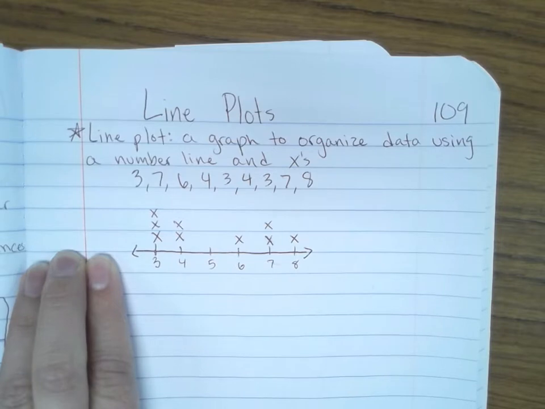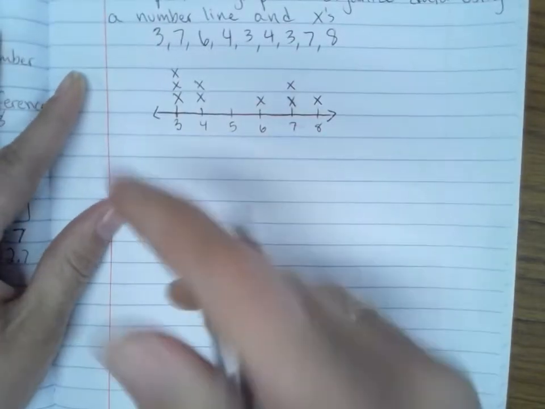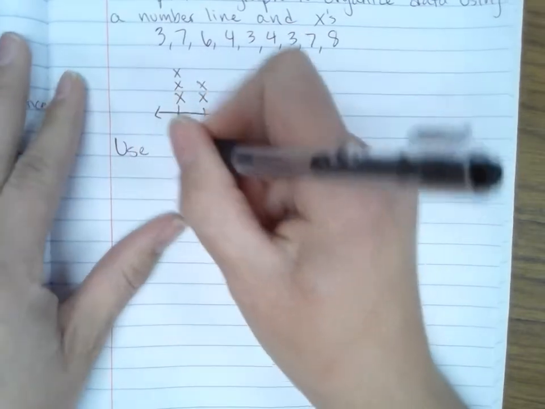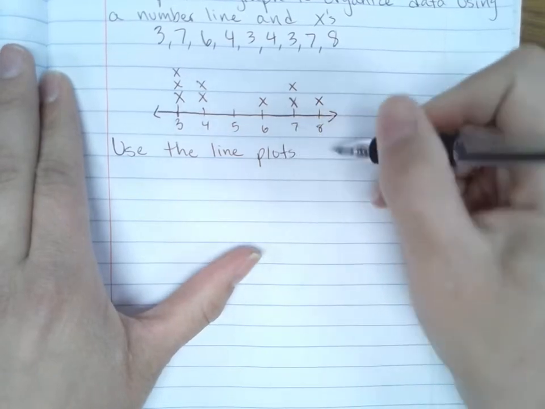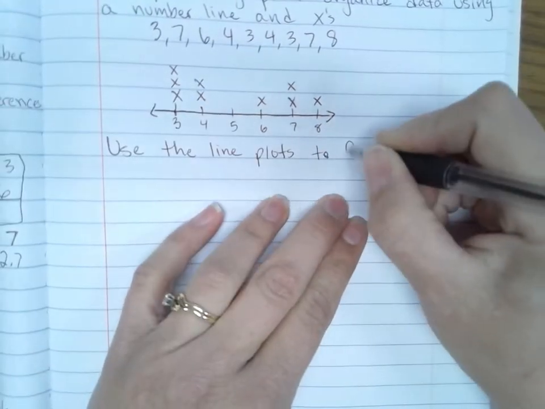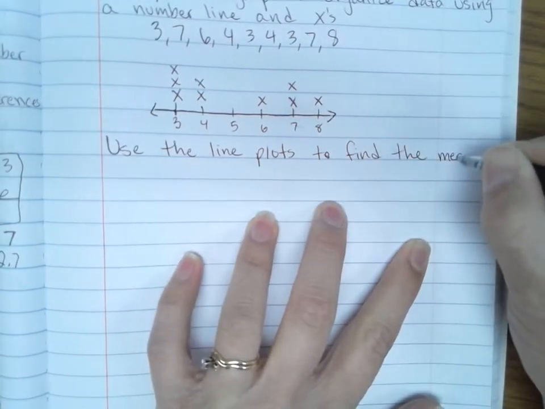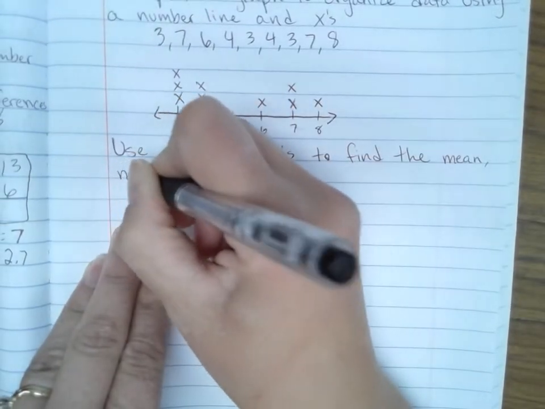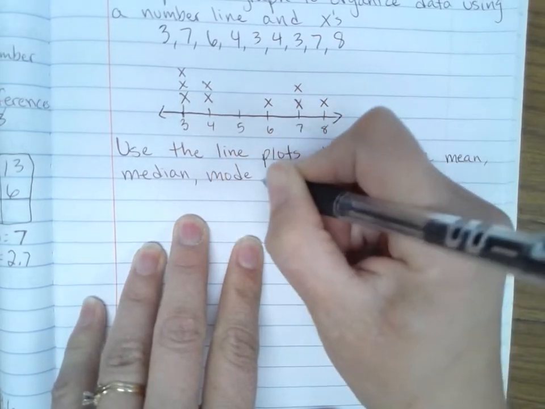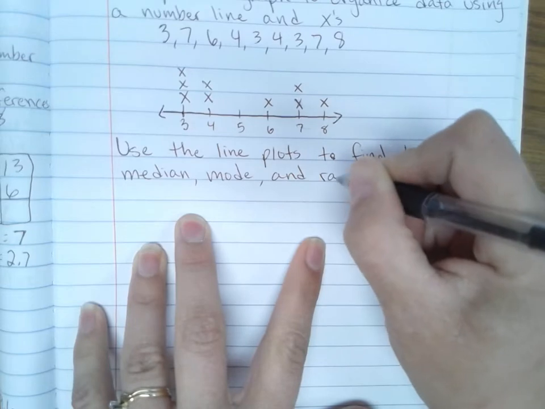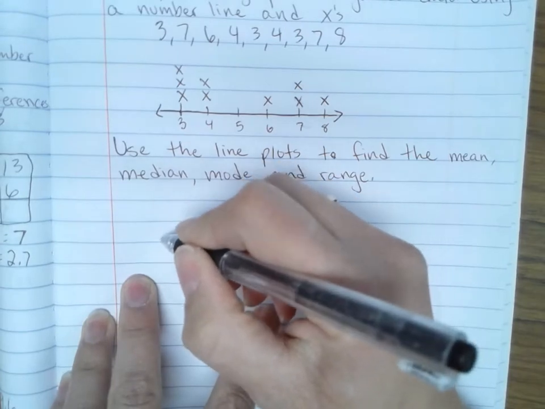However, sometimes you're going to need to be able to read a line plot. So now that you know what a line plot is, we're going to use the line plot to find the mean, median, mode, and range. Okay, we need to have a line plot, so we're going to create one.